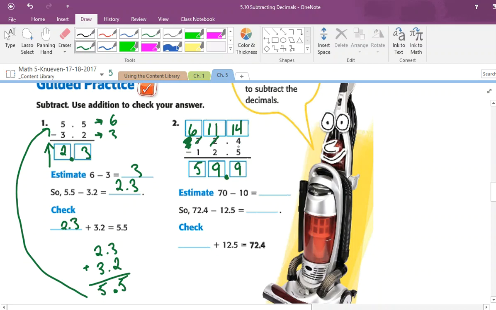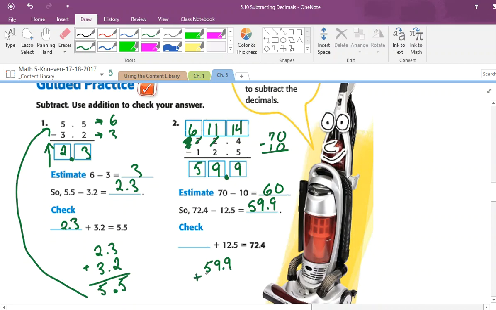So if I were to check, does our answer make sense? Well, if I rounded off my 72.4, I could say that's about 70. 12.5, that's about 10. These are compatible numbers I can easily work with. 70 minus 10 gives me 60. So when I actually work it out, 59.9, let's write that a little bit cleaner. 59.9. And then I can check my work.